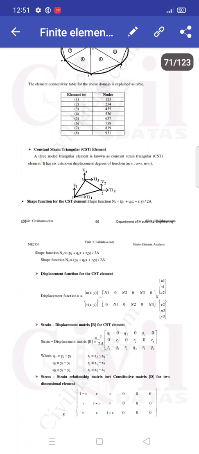Here the triangle has specified node numbers 1, 2, 3. Each node has two displacements, in both x and y directions. We call it u1 in the x direction, v1 in the y direction. We call these the displacements. Likewise, we have to specify the terms at each and every node point of the element.